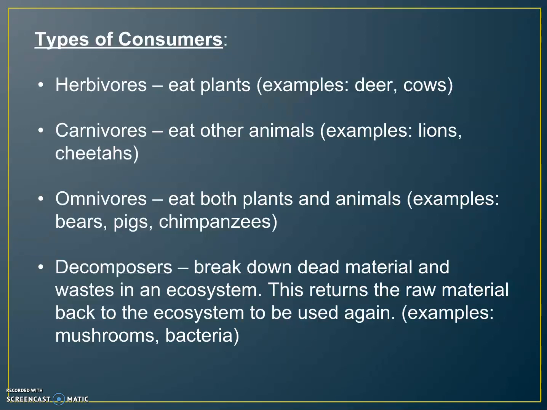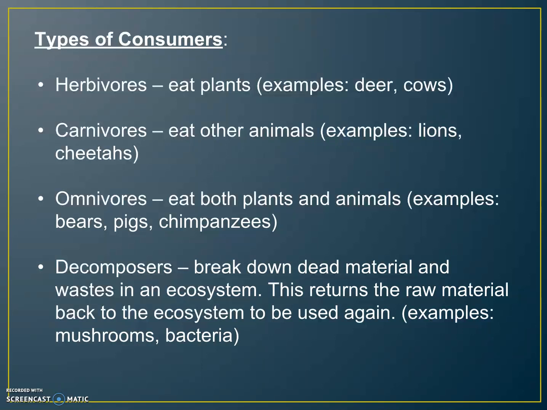The first one is herbivores, and if you don't know what an herbivore is, you might want to write some information out to the side. Herbivores eat plants. Examples would be like a deer or a cow. Carnivores is another one. They eat other consumers. Instead of animals there, I should probably have consumers. Examples of those would be lions or cheetahs. And omnivores. Omnivores eat both plants and animals. Examples of that would be bears, pigs, and chimpanzees.